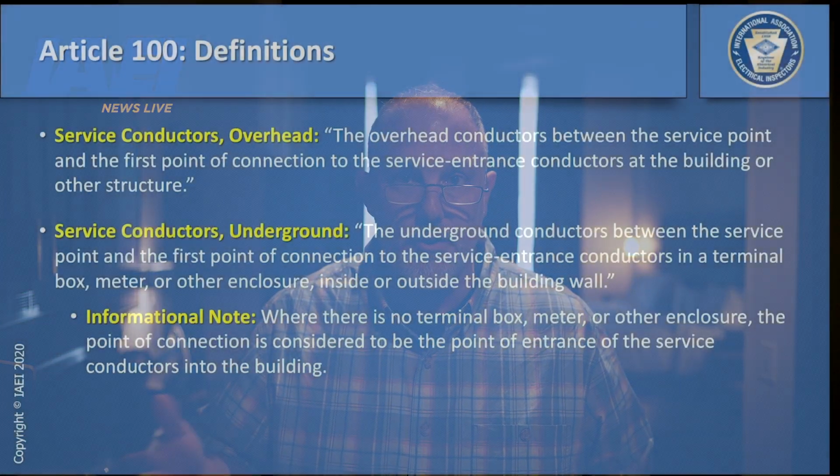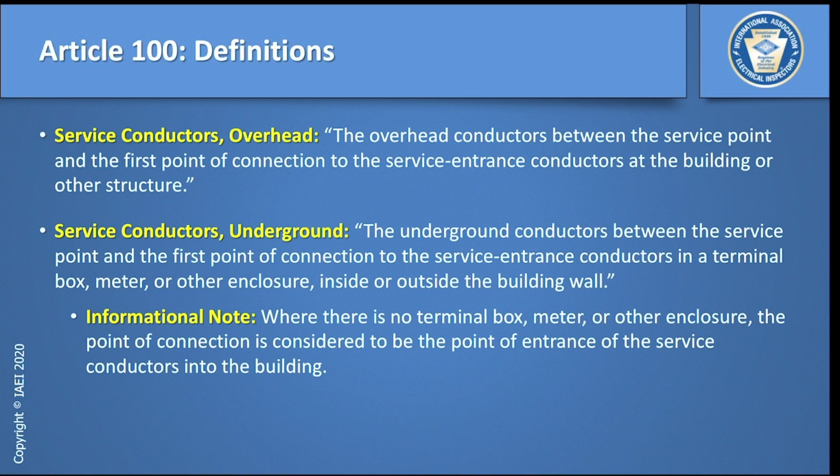Service conductors overhead, and then you have service conductors underground. I think it's kind of obvious what those are. So you already had the definition of a service conductor, and now we're talking about service conductors that are supplied overhead, and they give you the specifics around that from a terminology perspective in Article 100, and also underground. Underground, the conductors between the service point, so you have to understand what the service point is again, and the first point of connection to the service entrance conductors in a terminal box, meter or other enclosure inside or outside of the building.